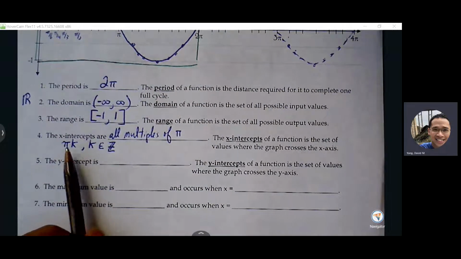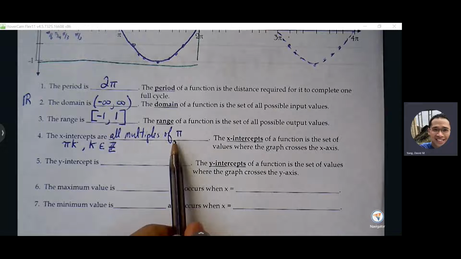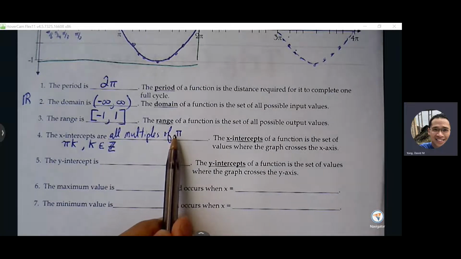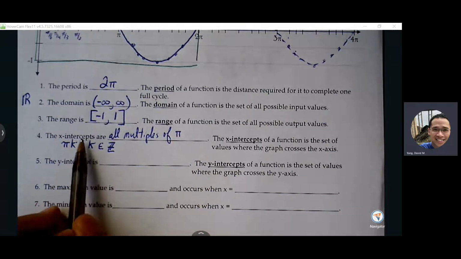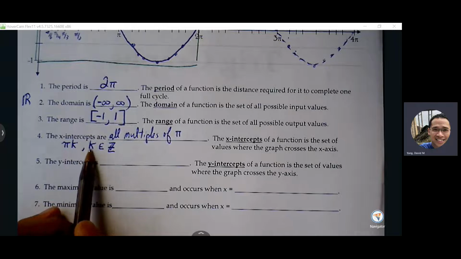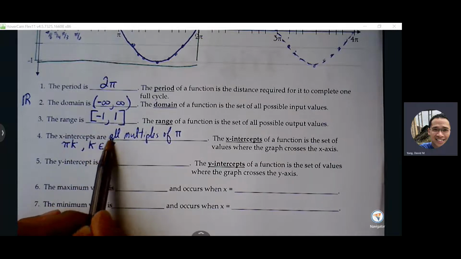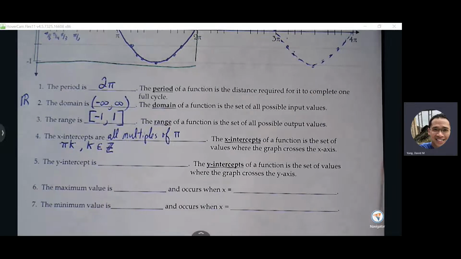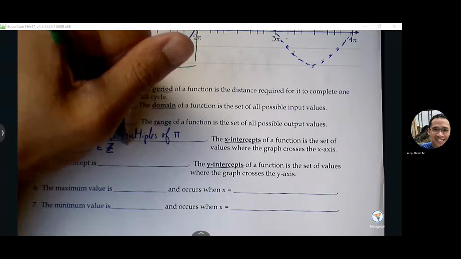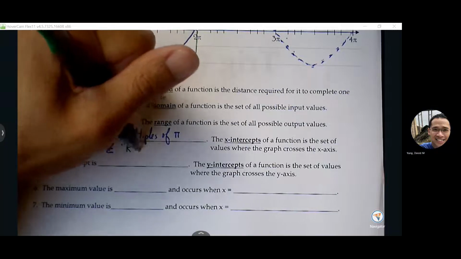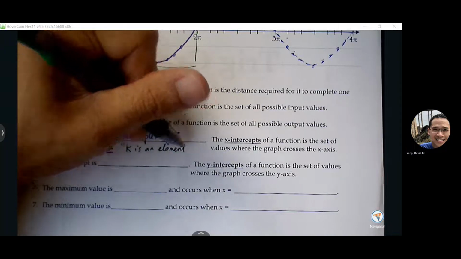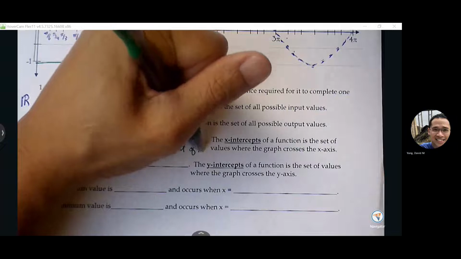So what that means is that all multiples of pi means that it can be 2 pi, 3 pi, 4 pi, -2 pi, -3 pi. To allow for all those values, we just assign a variable and say that variable can be any z, and z is an integer. So that k is an element of an integer.